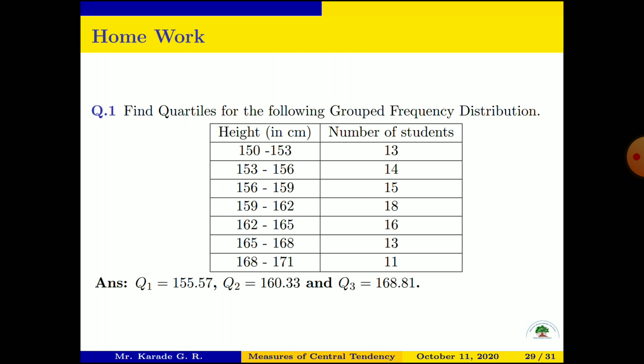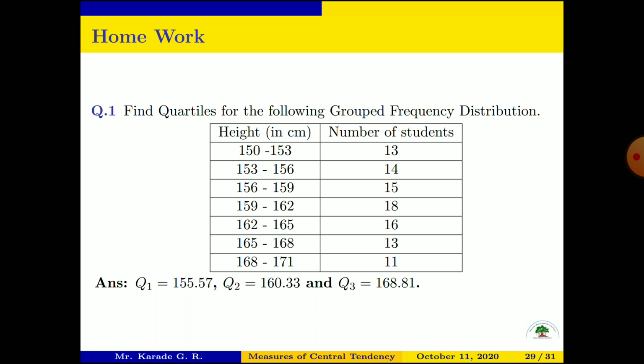Okay, so let us take some homework. By using the formulas for quartiles, find the quartiles for the following grouped frequency distribution. Here height in centimeters is given, the classes are given and the number of students are given. Here 13 is the frequency, number of students 13. So there are 13 students having height between 150 to 153. There are 11 students having height 160 to 171.